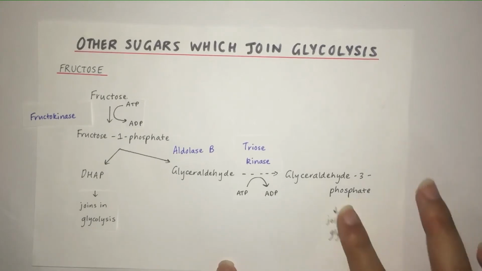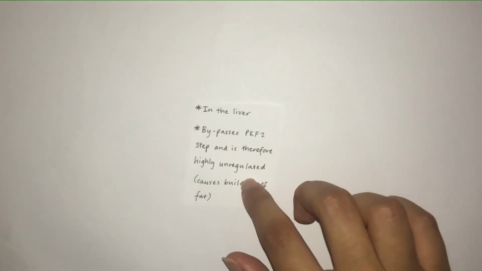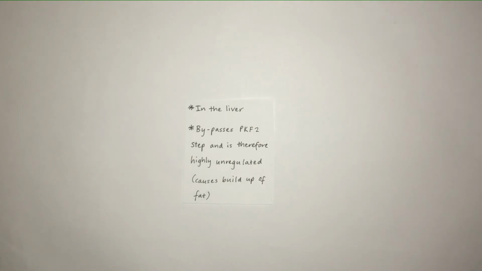So now we've looked at how fructose is metabolized. I want to note, separately, that this metabolism of fructose happens in the liver, and it bypasses that important PFK2 step that happens in glycolysis, and is therefore highly unregulated and causes the buildup of fat in the body. So keep that in mind, because that means that we probably wouldn't want to be consuming heaps of fructose in our diet. We would want to avoid sucrose, which contains fructose, because that could cause a buildup of fat, which is unhealthy for our bodies. So I just thought I'd note that separately.